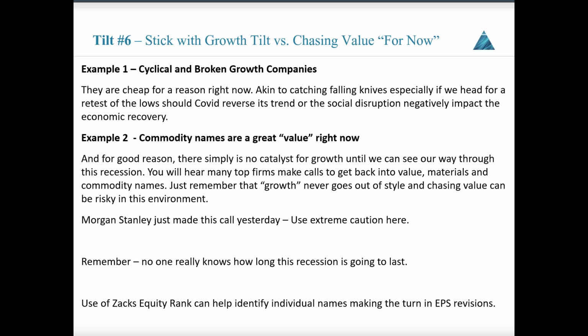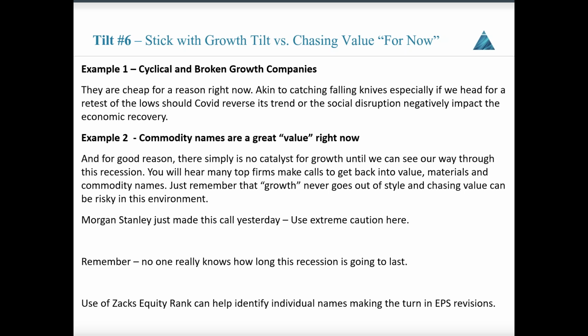And look, I don't disagree with that, but look at it and then take a pause and digest it for a while. Remember that growth never goes out of style, and chasing value can be seriously risky in this environment, right? So there's cyclical names, there's broken growth companies that are going to look really, really tempting right now. And I always speak of this in terms of catching falling knives, right? If we go for a retest of the lows, I'm not saying we're going to, I don't think we will, but if we do for some reason, right? I already mentioned that these stocks are cheap, they can get cheaper.